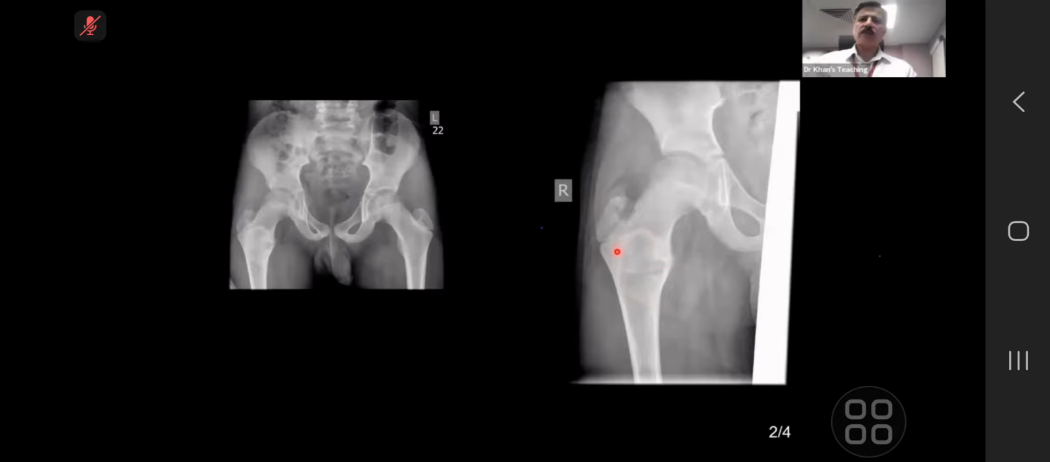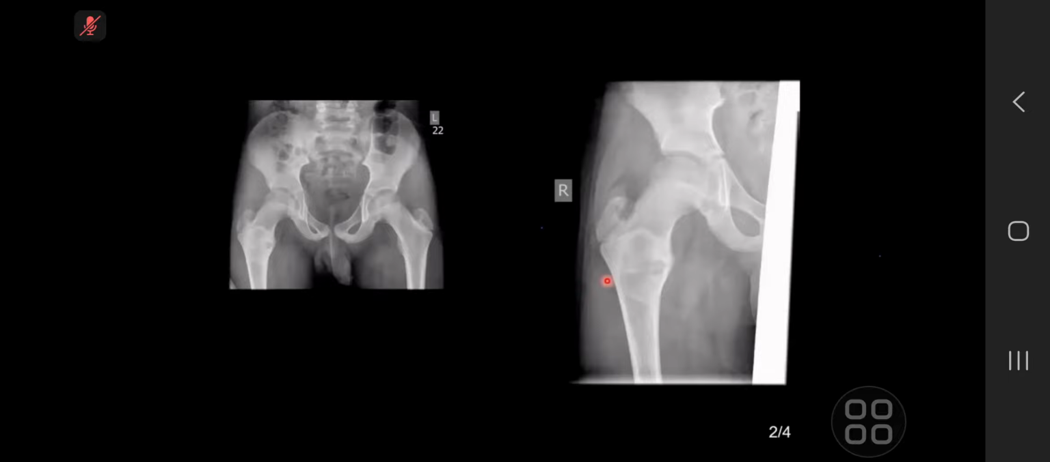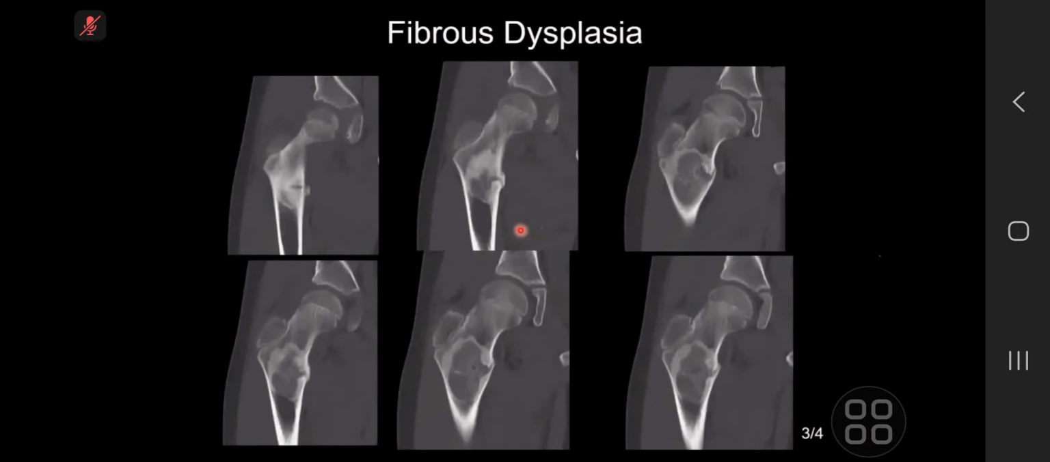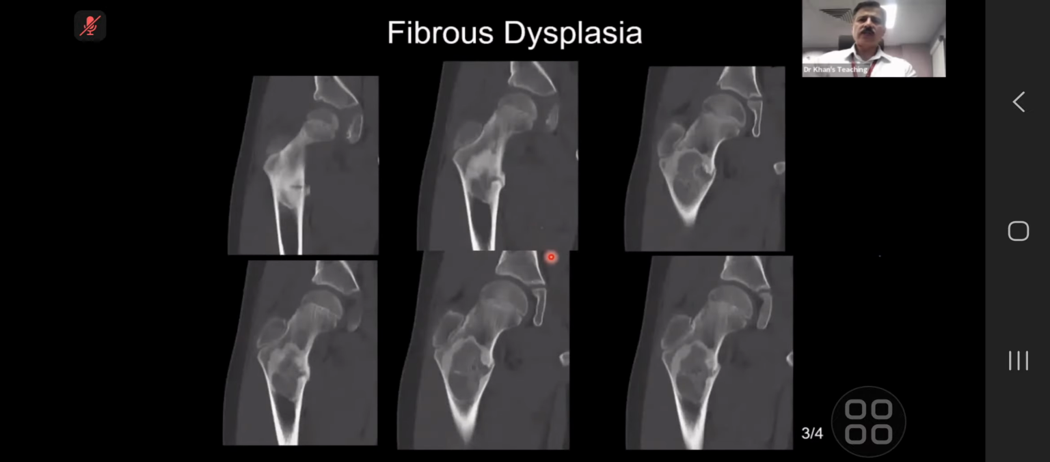If you see, a pathognomonic finding is this sclerotic rim around the lesion, and if you look at the CT, this is very good for learning what is happening inside.